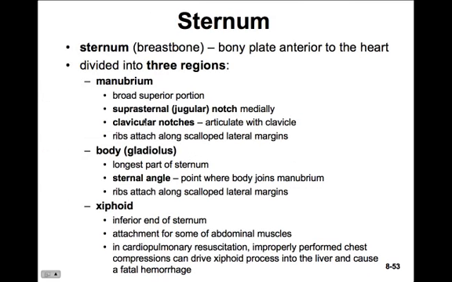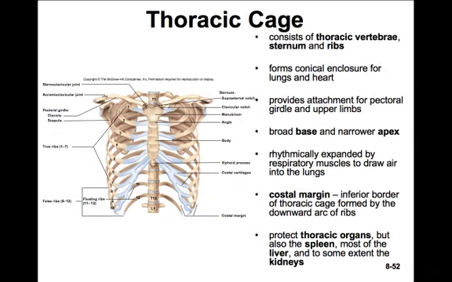The body, or the gladiolus, is the longest part of the sternum. On it, we'll see the sternal angle. So this is the body of the sternum. And right down here is the xiphoid, or the xiphoid process. The only feature really on the body is the angle. That's where it attaches to the manubrium, right here.